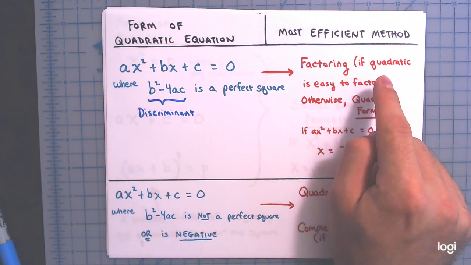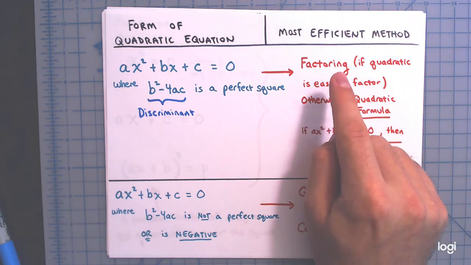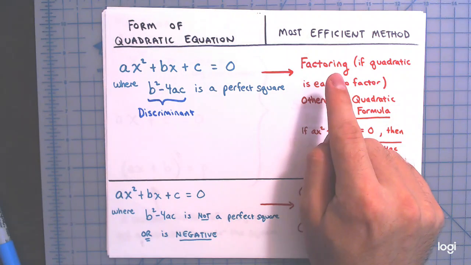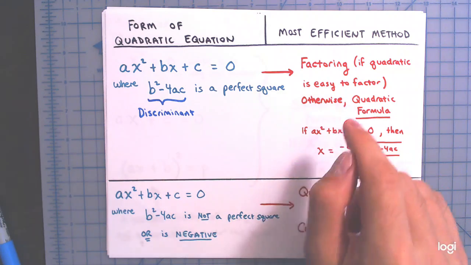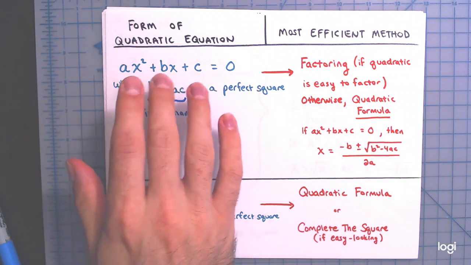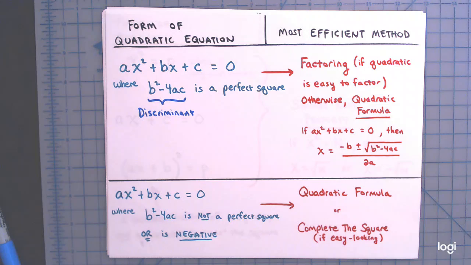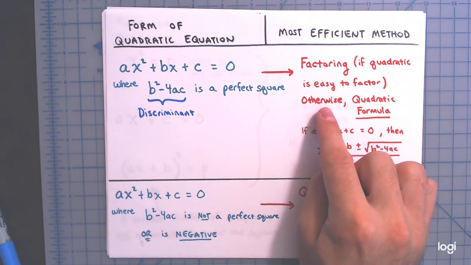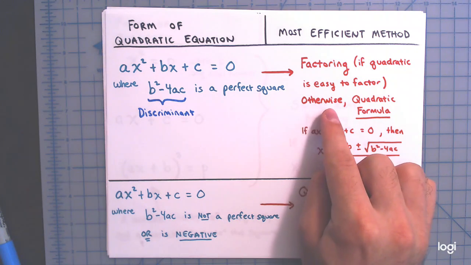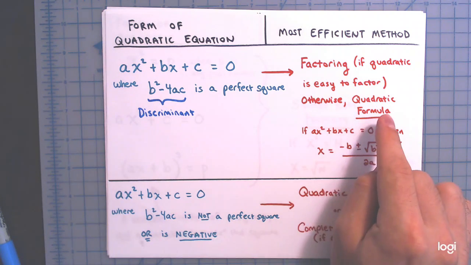Now, sometimes the numbers are large, so I'm saying the factoring method would be efficient here if the quadratic is easy to factor. If the numbers are relatively small and you can figure out factors of these numbers rather quickly. But if the numbers are very large, factoring might not be the easiest thing to do. So I would say otherwise, if factoring is not very easy to see, use the quadratic formula.